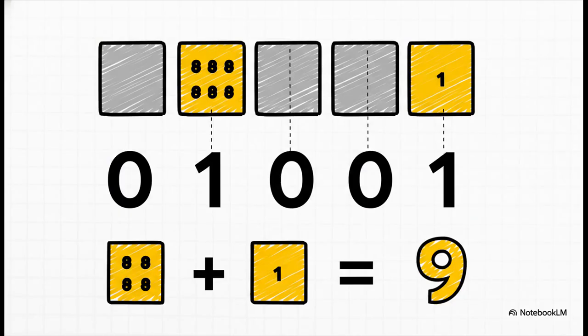Okay, let's go back to our number 9 and write it in this new code. The 16-dot card, we left it face down, so that's a 0. The 8-dot card, we flipped that up, so that's a 1. The 4 and the 2, we didn't touch them, so that's 2 more zeros. And finally, the 1-dot card, we used it, so that's a 1. Put it all together, and what do you get? 0, 1, 0, 0, 1. That right there, that's the number 9 written in binary, the language of computers.